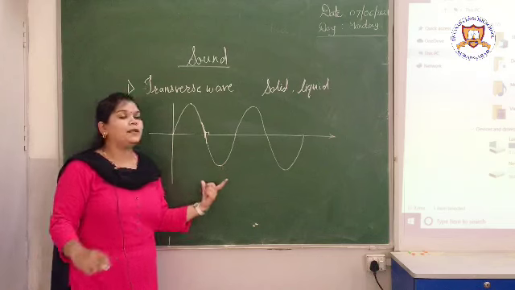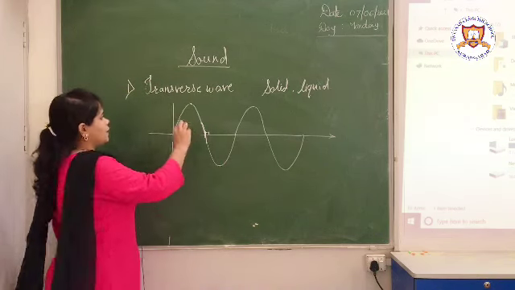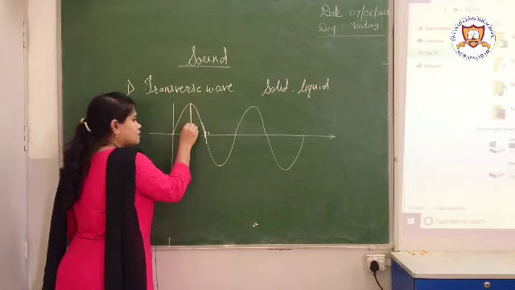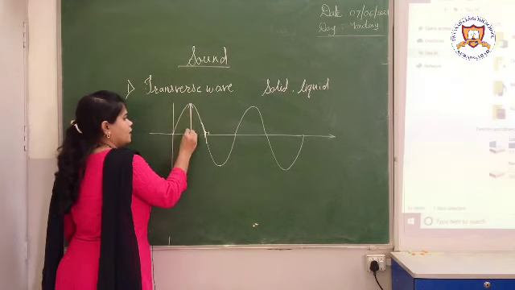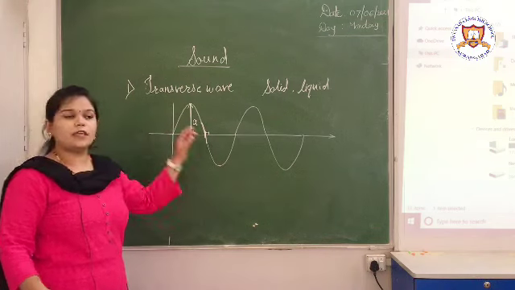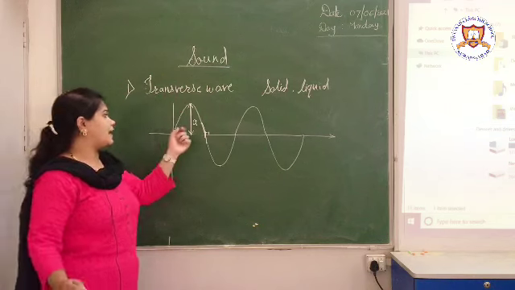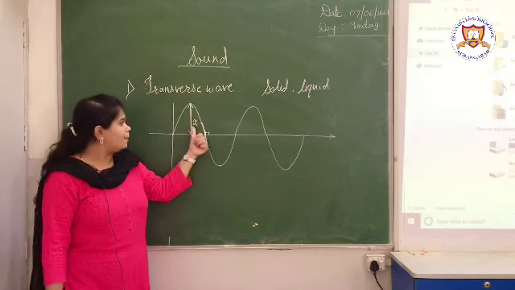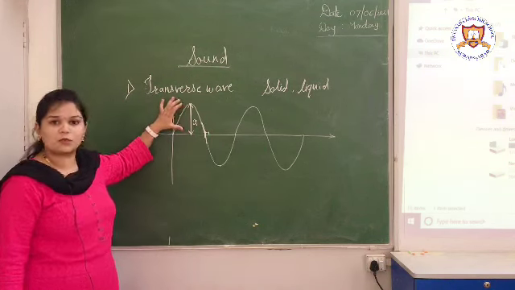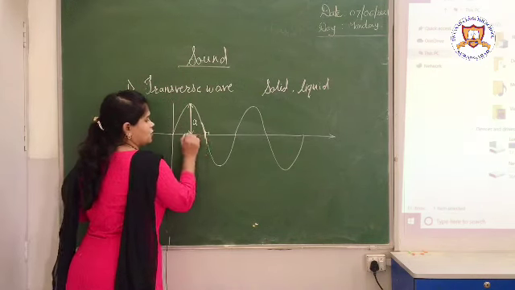Now let us see some parameters of the transverse wave one by one. In this transverse wave, the distance we can see here, I am denoting as A. It is the amplitude of this wave. Now what exactly is meant by amplitude? Amplitude is the maximum displacement of the particle from its mean position.